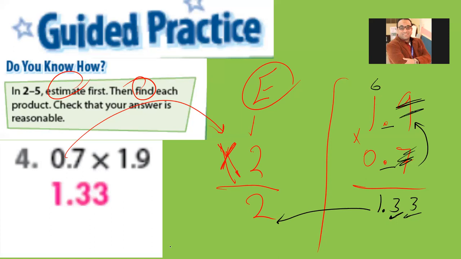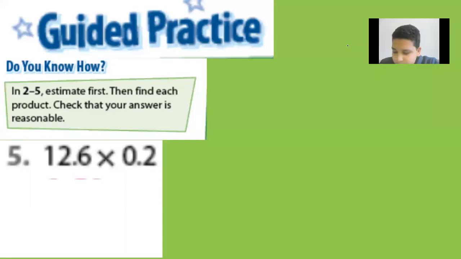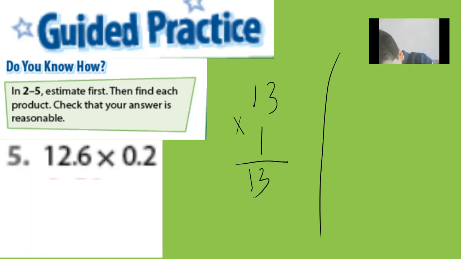Ali Hussein Al-Fi'i. Hi, Ali. Question number 5: 12.6 times 0.2. 12.6 is going to be 13. 0.2 is going to be... no, it's going to be 1. I told you when we say 0, we destroy the problem and your estimation if you put it with 0. So 1 times 13 equals 13.